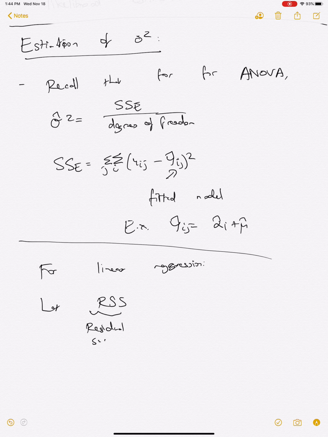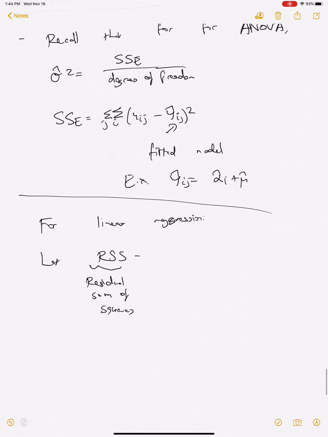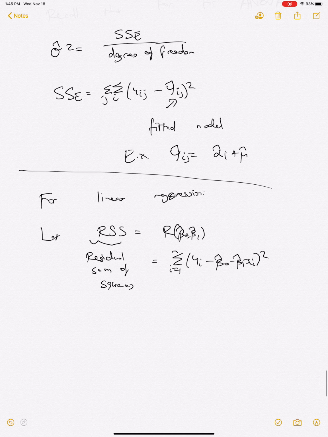So the residual sum of squares is just equal to R of beta hat 0, beta hat 1, and that just equals the sum of yi minus beta hat 0 minus beta hat 1 xi, squared. Okay, so this obviously depends on your estimates for beta hat 0 and beta hat 1.